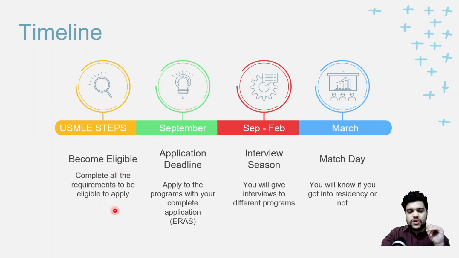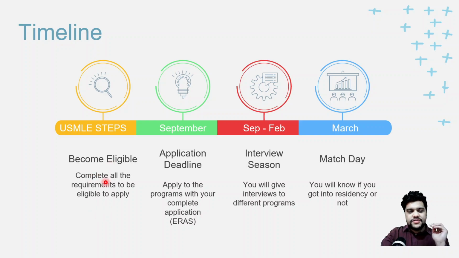And then you will complete all the requirements required to be eligible. That is Step 1, Step 2 CK, OET, and then the pathway application for certification. Okay, that's it. Step 3 is not included for eligibility. You can take it before residency or afterwards, but you at least need to take Step 1, Step 2, OET, and apply for the pathway.